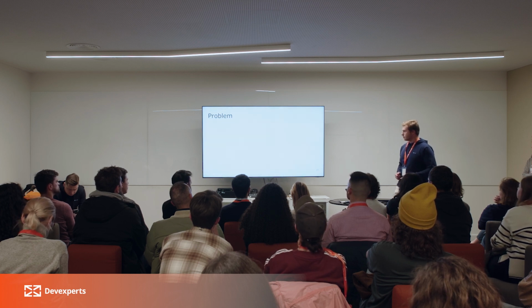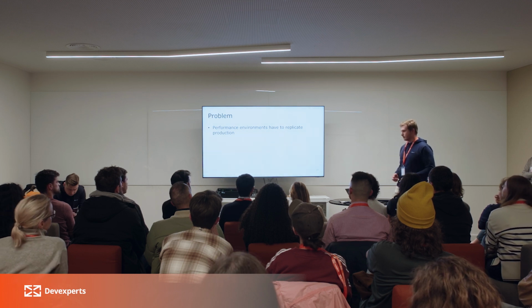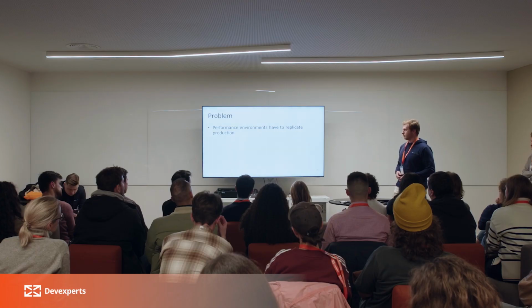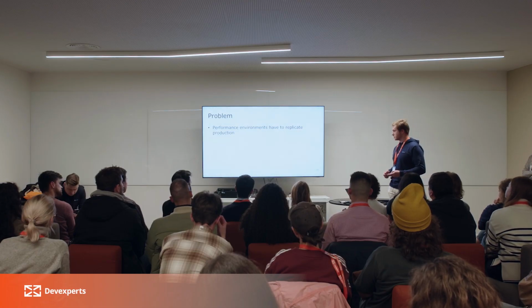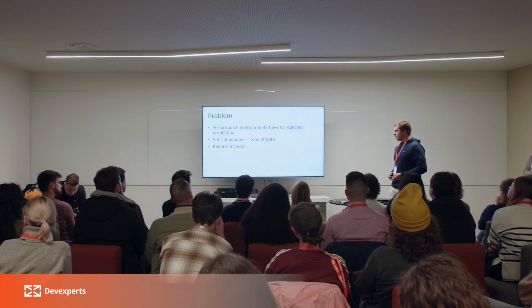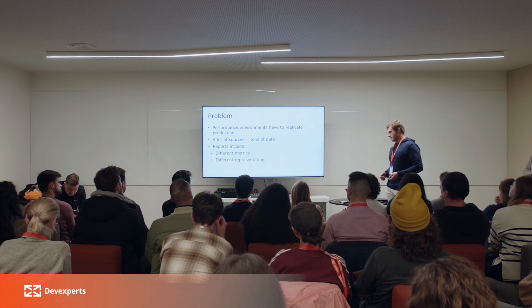And we have another problem. The performance environment has to replicate the production environment. So we have a lot of different hosts. For example, if we talk about a basic QA environment, it uses one instance for each type of application, for example, one database, one host for the application, one web interface, right? But when we have a performance environment, we have a lot of different hosts. A lot of sources, it means tons of data, right? And reports should include different metrics and different representations of these metrics.